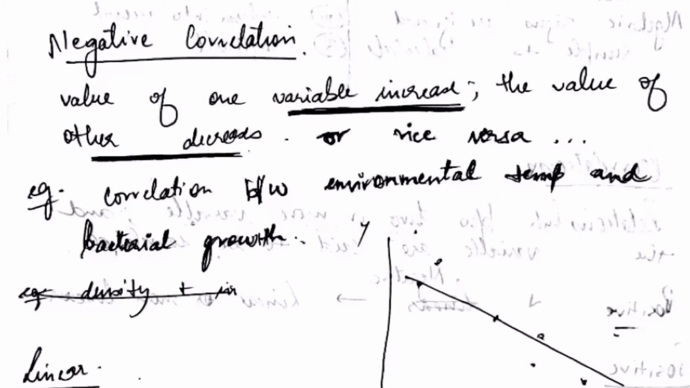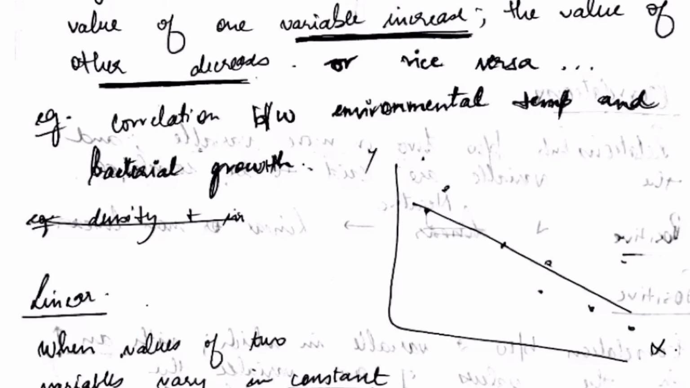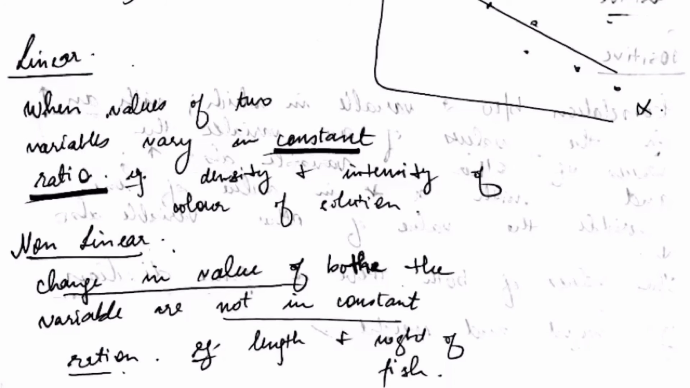Next is negative correlation. It is vice versa. That means if the value of one variable increases, then the value of the other variable decreases. It is basically seen in the correlation between environmental temperature and bacterial growth. Next is linear correlation.